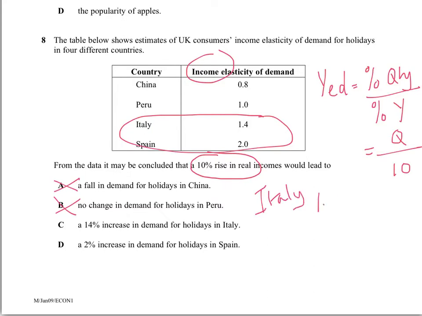YED is 1.4 equals Q over 10. Rearrange that. 1.4 times 10 equals Q. 1.4 times 10 is 14. So the answer is C.